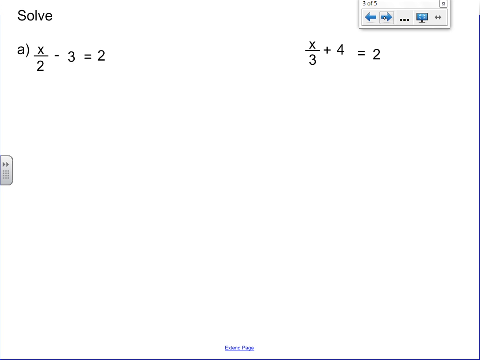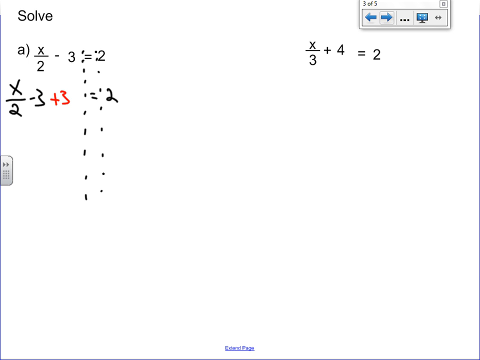Our first example: x over 2 minus 3 is equal to 2. Just like in our previous examples, we want to get rid of our whole number first, and also remember we want to keep the equal sign in a straight line, and whatever we do to the left side of the equation we want to do to the right side too. For now, let's just ignore this x over 2 and we have a minus 3. The opposite of minus 3 is plus 3. Keep our equal sign.